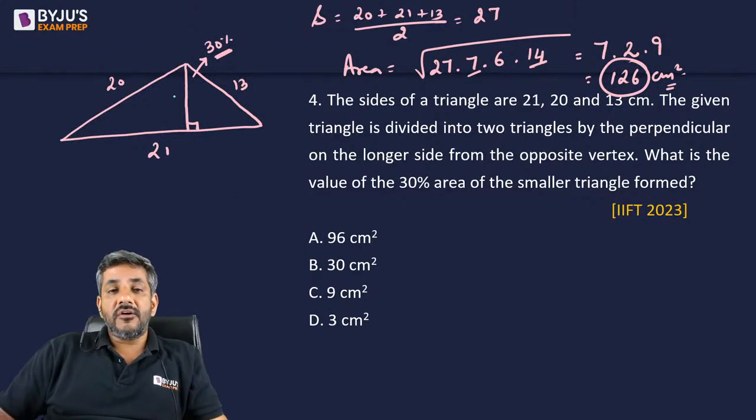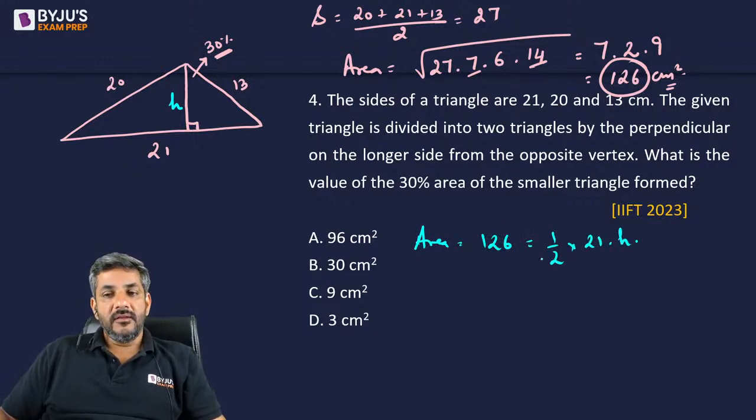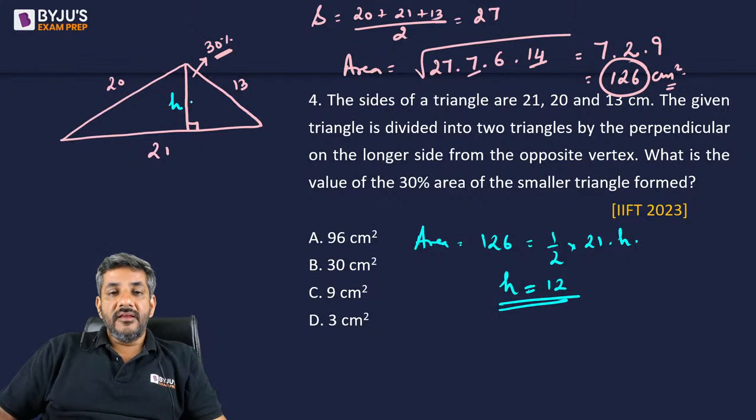Now let's say the length of this perpendicular is h. So can I say that area, which is 126, can also be written as half of 21 into h? From there I can easily calculate h as 12. Right guys? यहां से h 12 आ जा रहा है. If h is 12, this is 13. Using Pythagoras theorem, I can say this is 5.